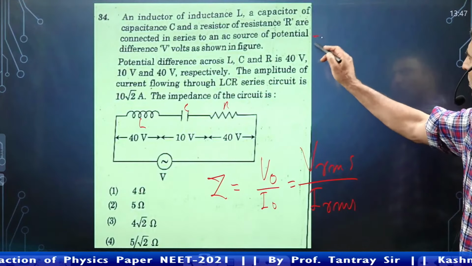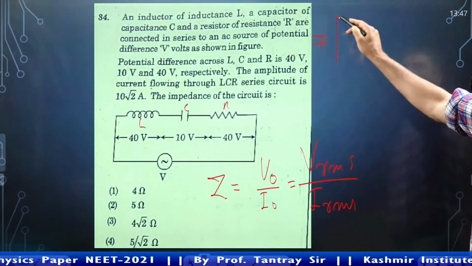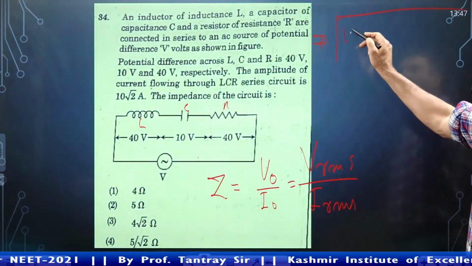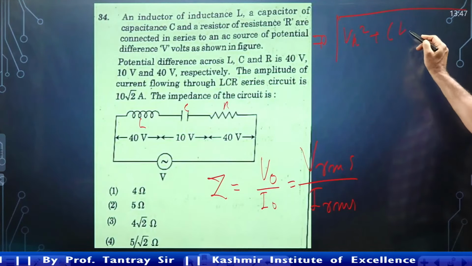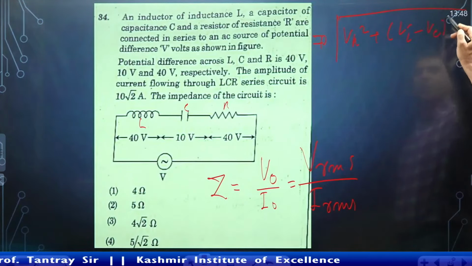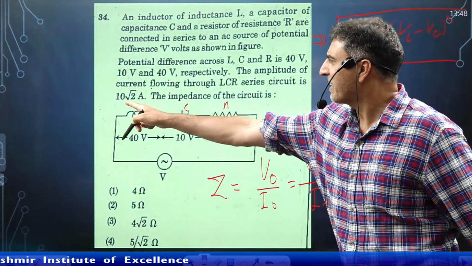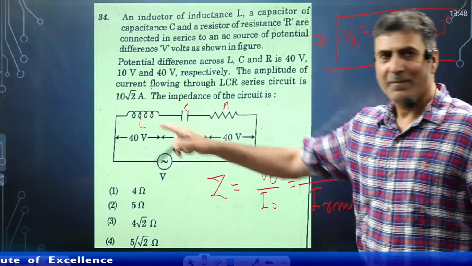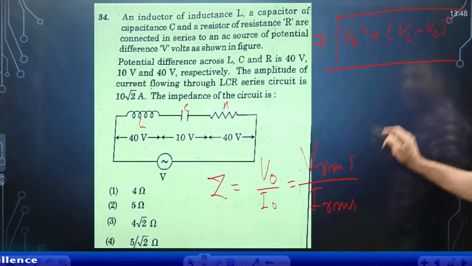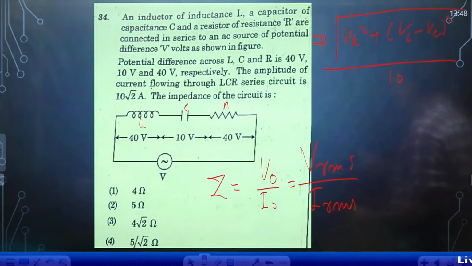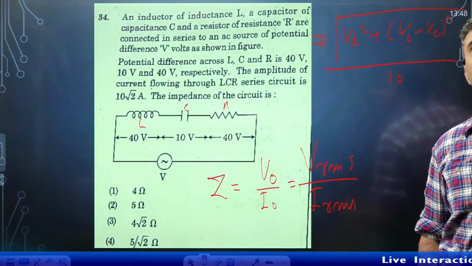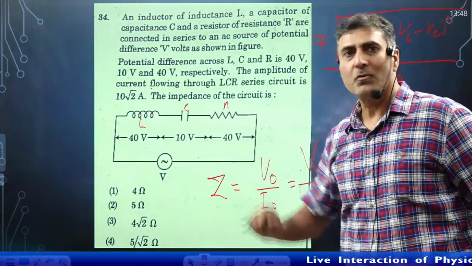What is root mean square voltage? That is root of VR square plus VL minus VC whole square by IRMS. But here he gives peak current, but we need only RMS current. That is only 10, because RMS current is peak current by root 2. That cancels with this root 2.